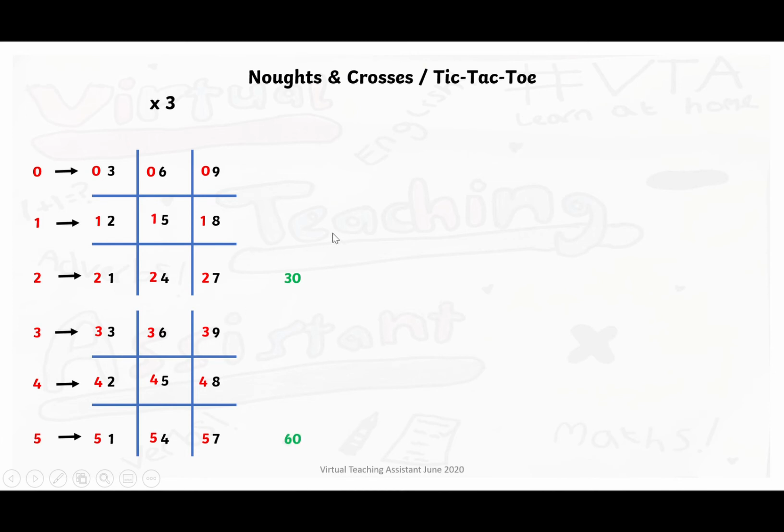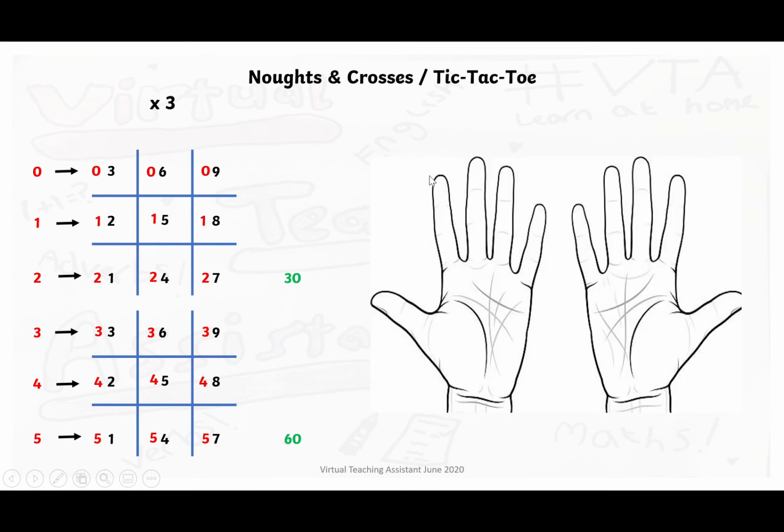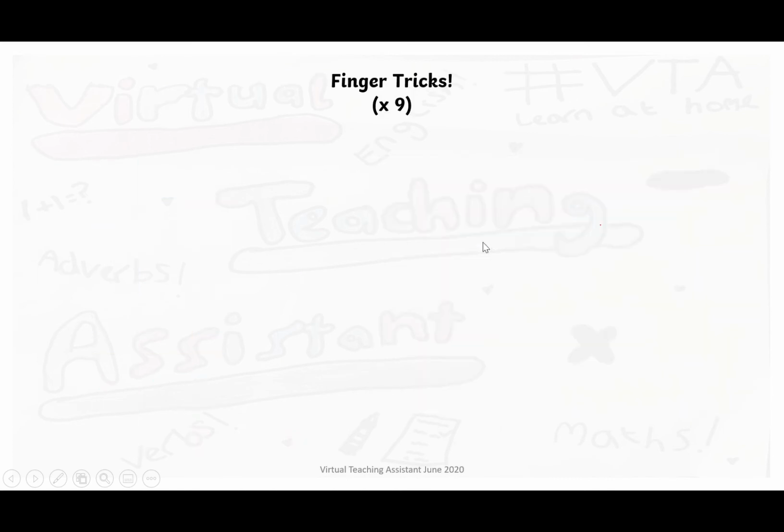Now if you haven't got a pen and paper on you, or if you want to move on to the next step, you can do this on your hands. You can imagine that this is your noughts and crosses grid. 1, 2, 3, 4, 5, 6, 7, 8, 9. And then you can count that way. So for instance, if I wanted to know what, say, 8 times 3 was, I'd go 1, 2, 3, 4, 5, 6, 7, 8. So I know it's 24. That takes a bit of getting used to as well.